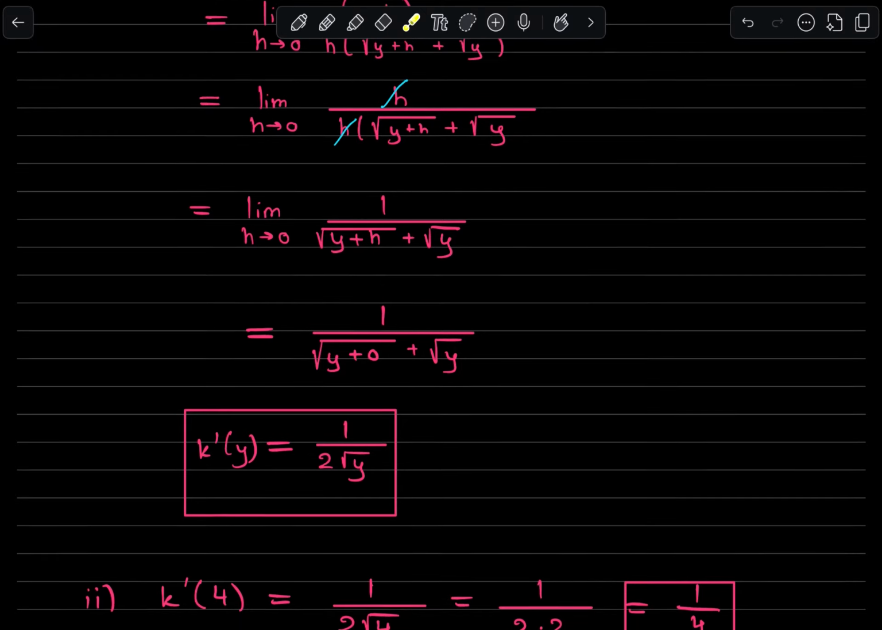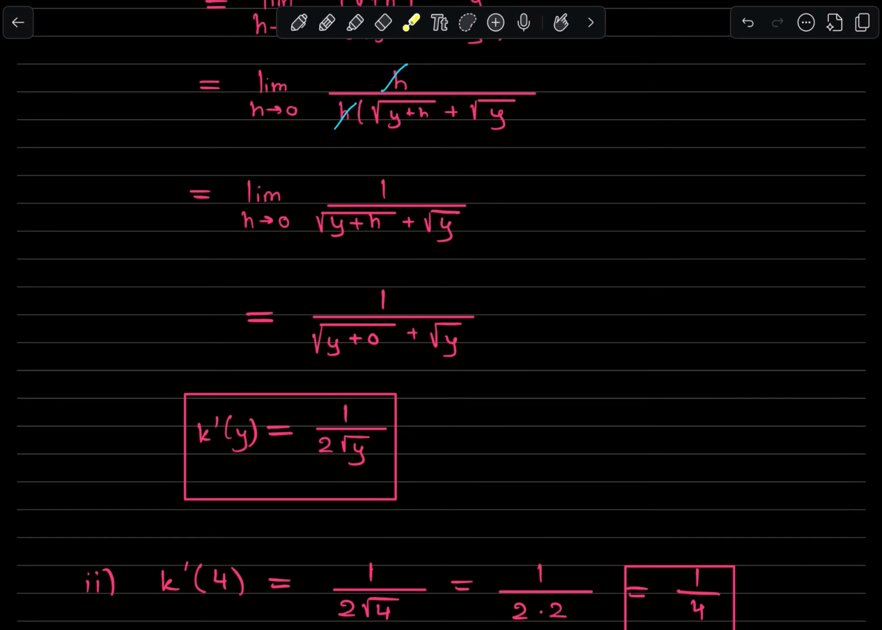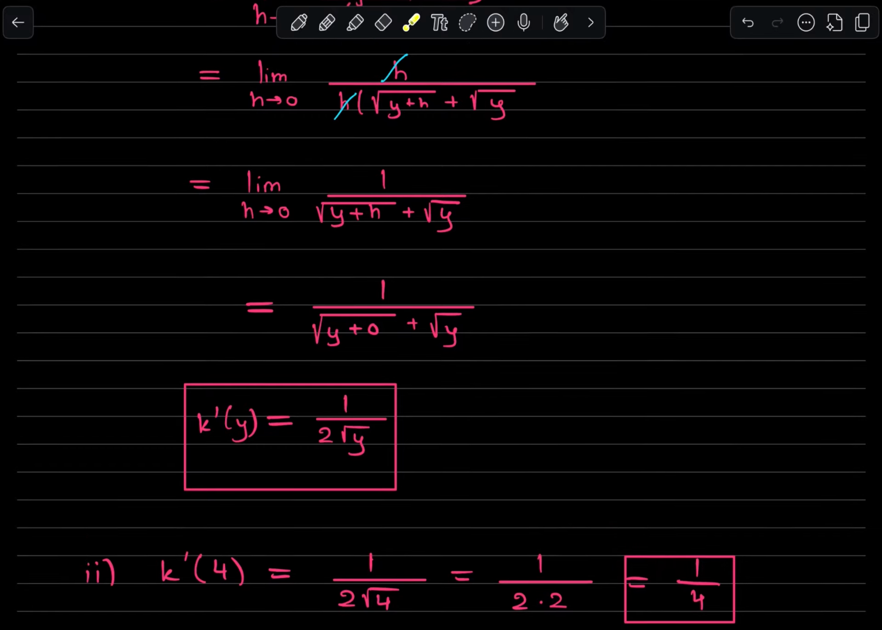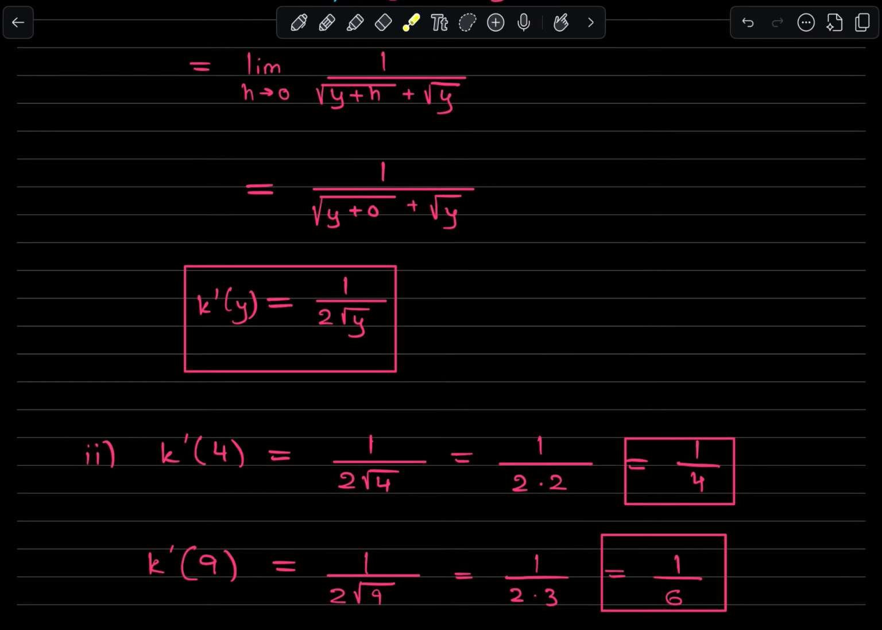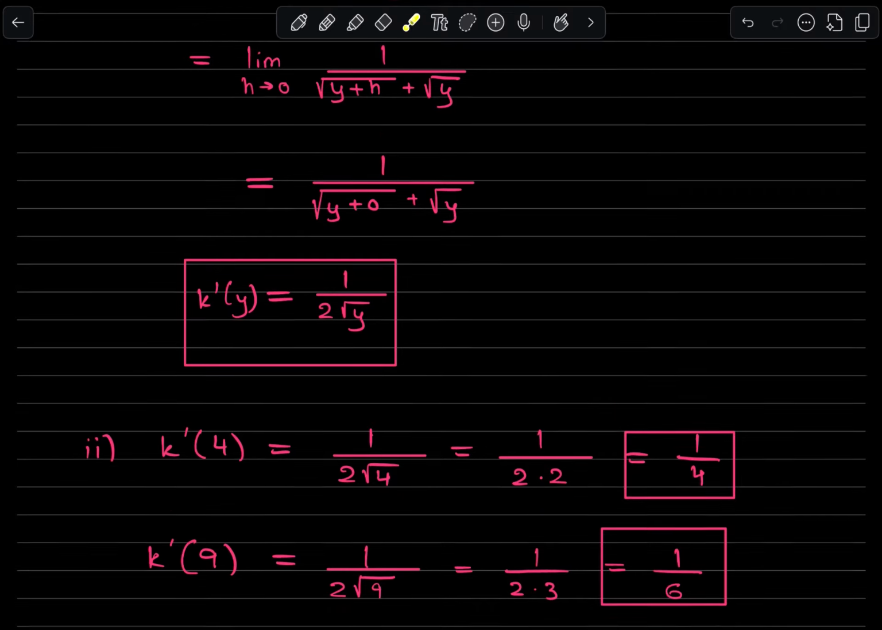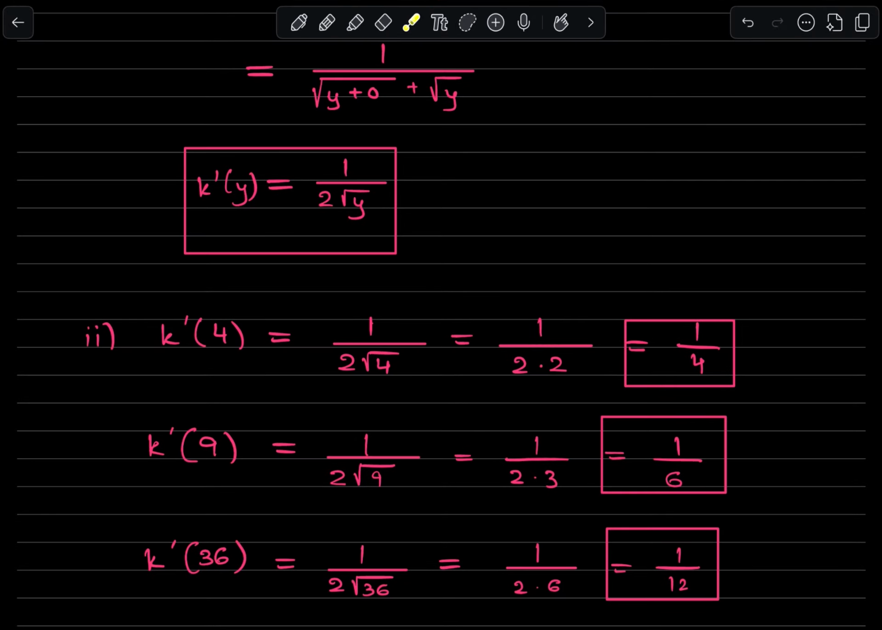Now we can find k prime of 4. This is a perfect square. This is going to reduce nicely to 1 over 4. Same deal with k prime of 9. This is going to reduce to 1 over 2 times the radical of 9. 1 over 2 times 3 is 1 over 6. And for that last one, we have k prime of 36. We plug in 36 into the bottom. 1 over 2 radical 36 becomes 1 over 2 times 6 becomes 1 over 12.